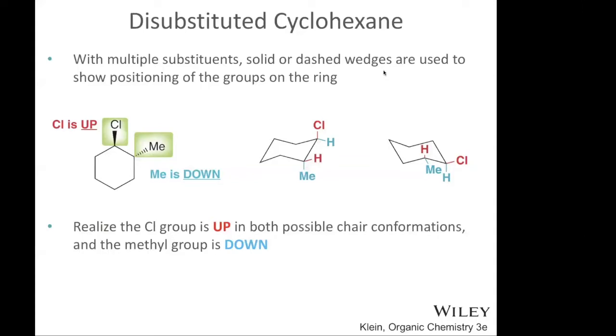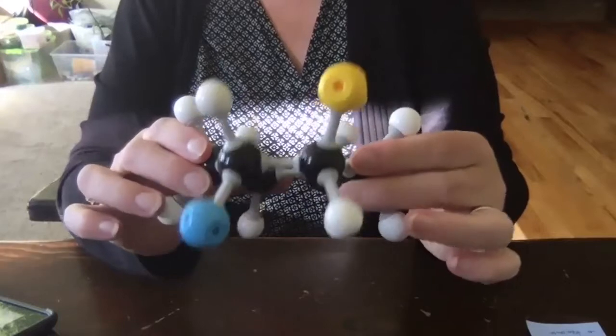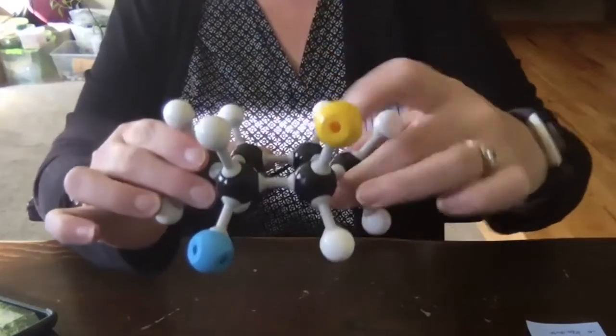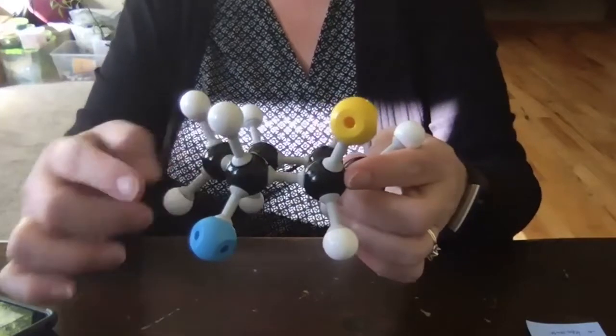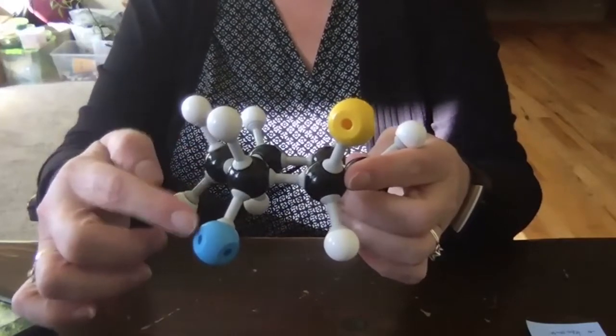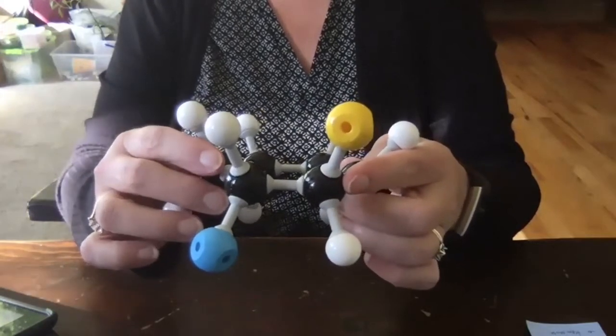So let's take a look. In this situation right here, we have a chlorine, which is above the ring, and a methyl group, which is below the ring. If I make that molecule, it looks like this. Here's our cyclohexane, and here we have a chlorine that's yellow on this carbon going up, and a methyl, again I'm just making it blue so you can see it, on this next carbon, and that's going down.